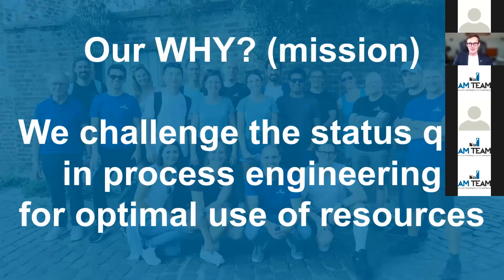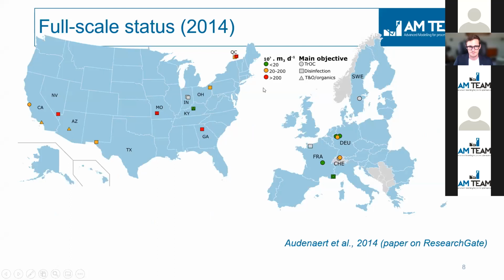What is the why of our company? Before we go to the content, it's always good to start with why. Well, our company challenges the status quo in process engineering for optimal use of resources. The resources can be very wide. It's not only the chemicals or the energy, the standard resources. We are also talking about man hours, man days, man months, saving a lot of time. Maybe you have to build fewer pilots. Maybe you can skip a couple of experiments. So resources in this context is very, very wide. So we try to limit that by bringing simulation solutions to the water industry.